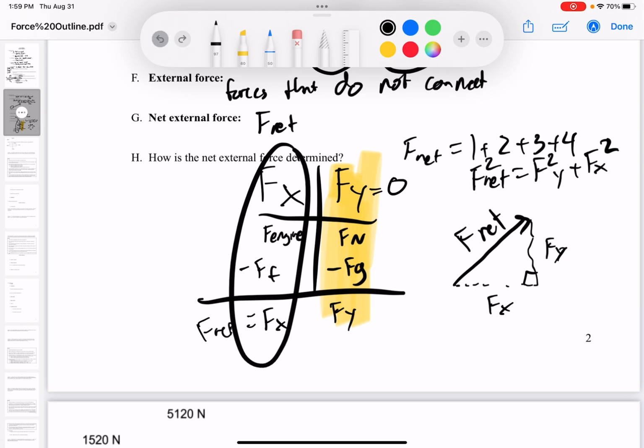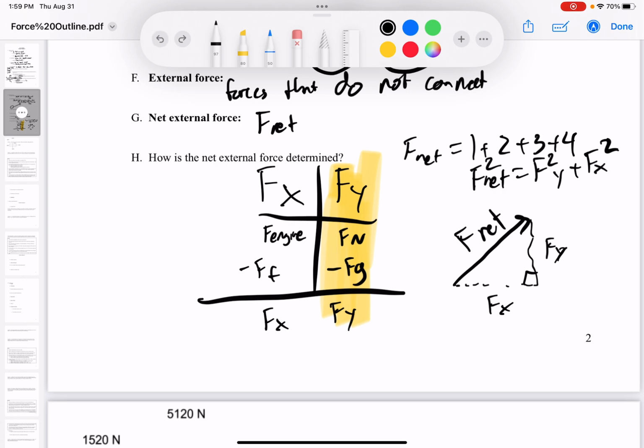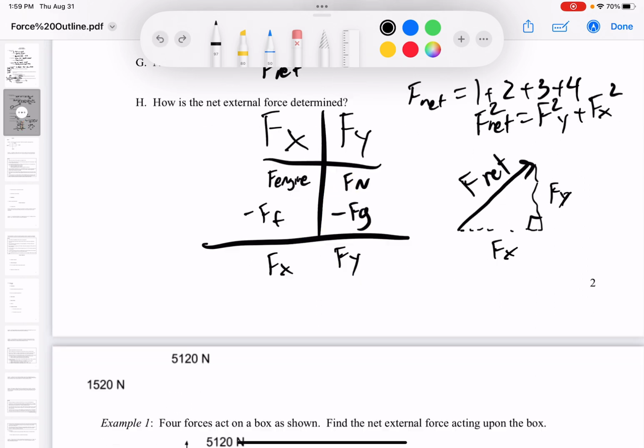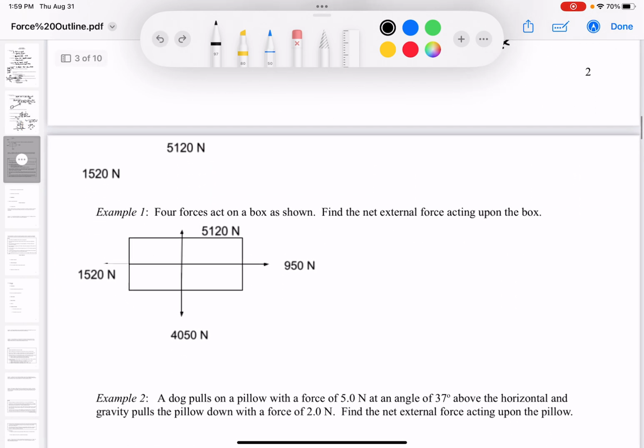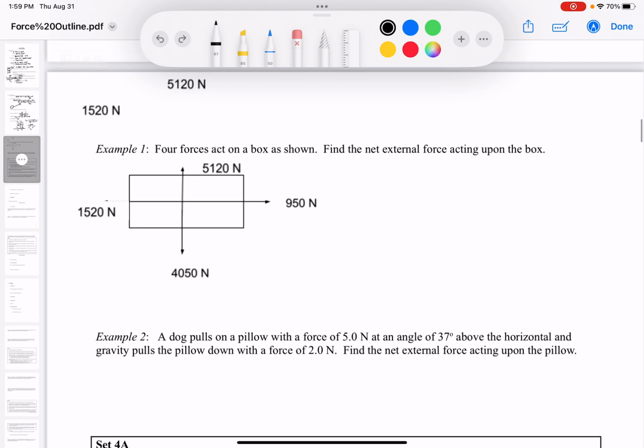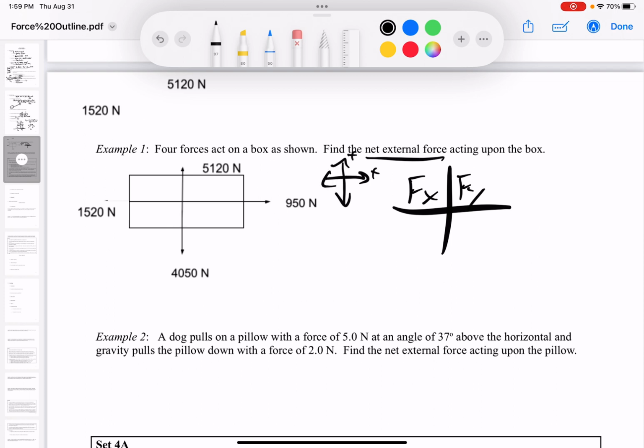So oftentimes you'll see that, but we do need to know in general how to find our F net, okay? For example, here we have something that looks like this. We want to find the F net on this box. So what we need to do is make our Fx, Fy chart. So in the x direction, let's go ahead and set our axes just to make sure. Let's do normal math axes.